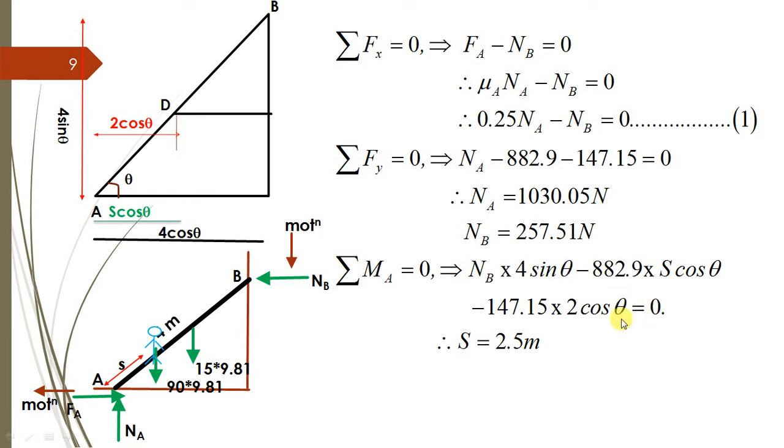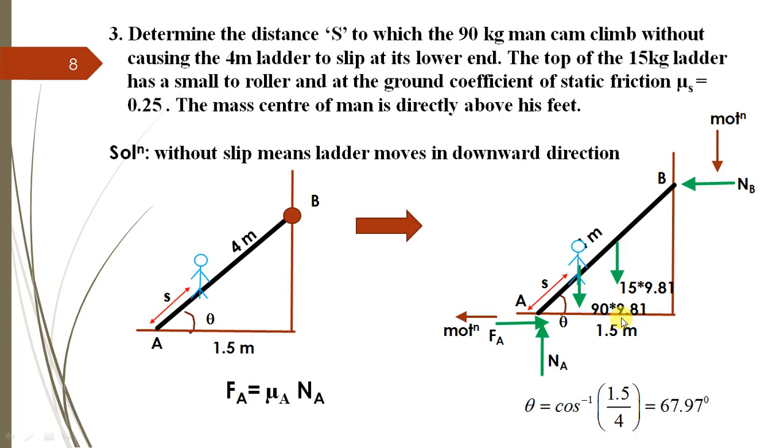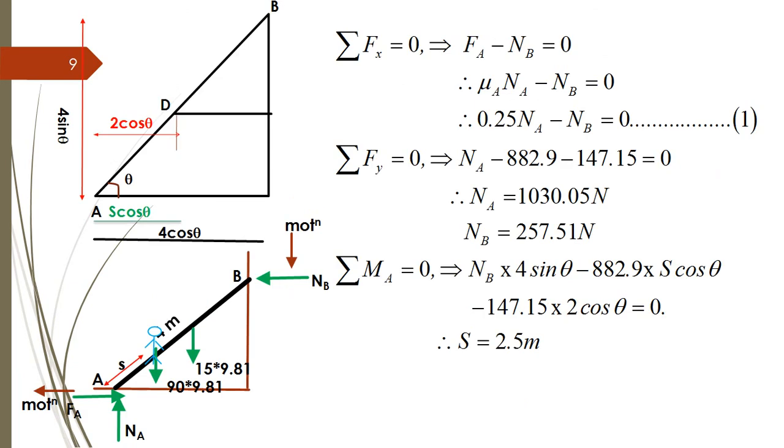Substitute the value of theta, which we have already found, in this equation, and all the values of NA and NB that we have found. Substitute the value of NA here, substitute the value of NB, substitute the value of theta. So the only unknown is S. After solving that, you will get the value of S, that is 2.5 meter.